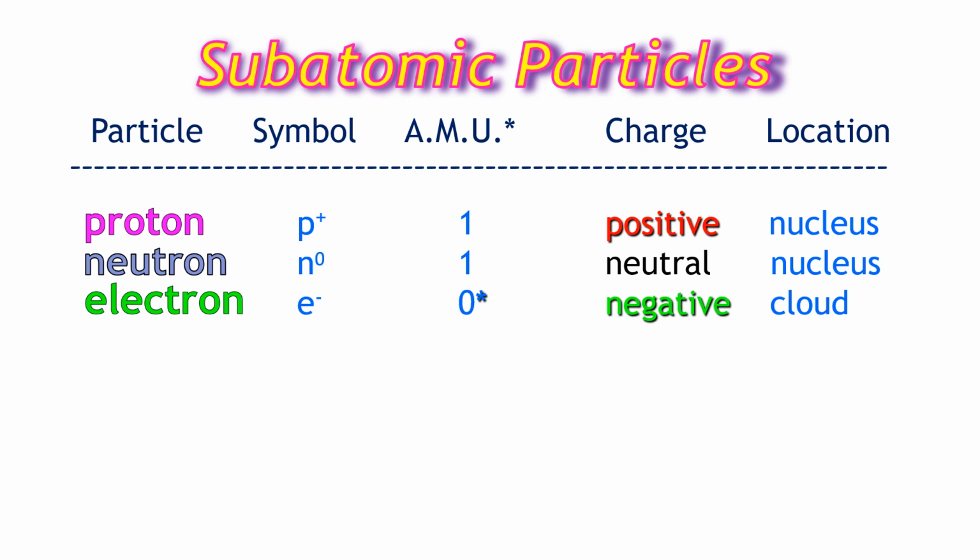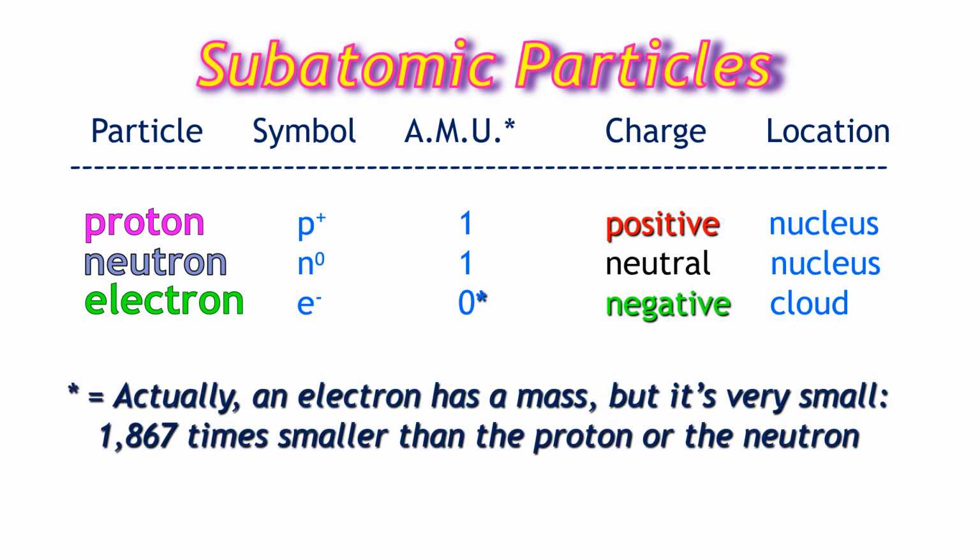Now, again, to be completely honest with you, in this course it doesn't make sense to talk about the mass of an electron, but there are places in science where we do have to discuss the mass. It's actually not 0, but it's so small we can treat it as 0 in a course like this. It's 1,867 times smaller than the proton or the neutron.